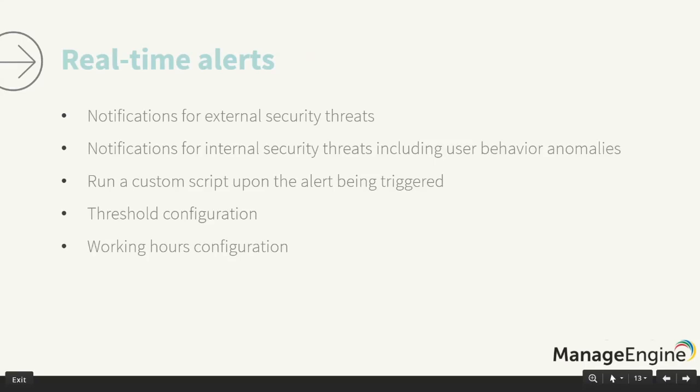Real-time alerts, very similar to correlation. Ultimately, the alert is going to be triggered once the correlation pattern has been triggered in your environment. So you want to ensure that your SIEM solution gives you notifications for both external threats, such as say firewall and web server, that sort of threats, as well as internal security threats.